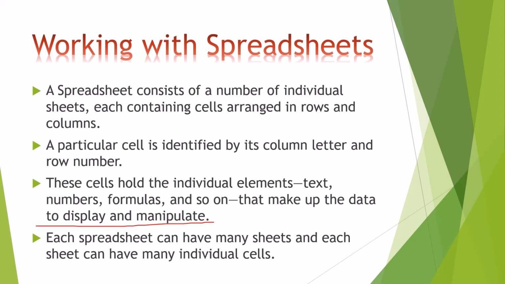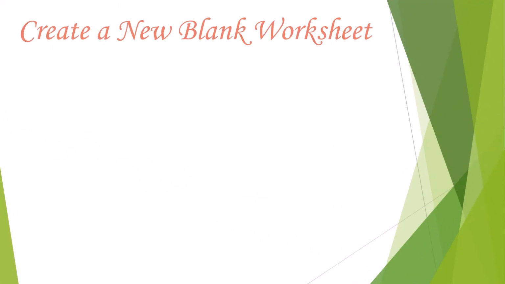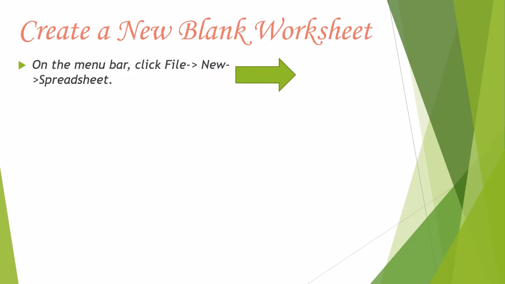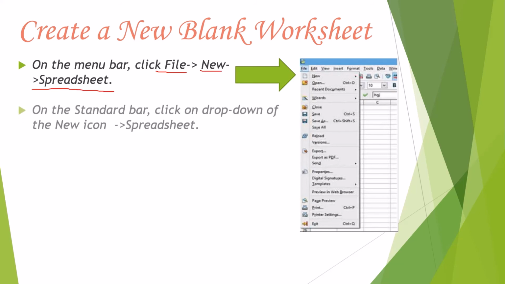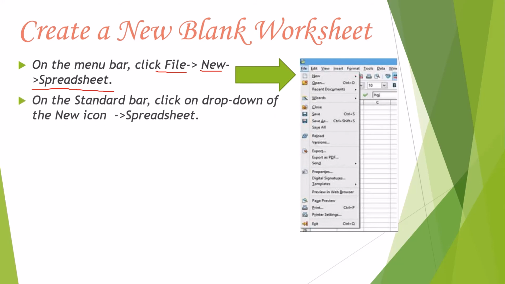Now next is how to create a new blank worksheet. First of all, click on File, then click on New and then click on Spreadsheet. On the standard bar, click on the drop down of the new icon Spreadsheet. As we have discussed, on the standard bar you can find the icons of the options present on the menu bar. So here you will find the icon of Spreadsheet. If you click on that, then you can create a new blank worksheet.